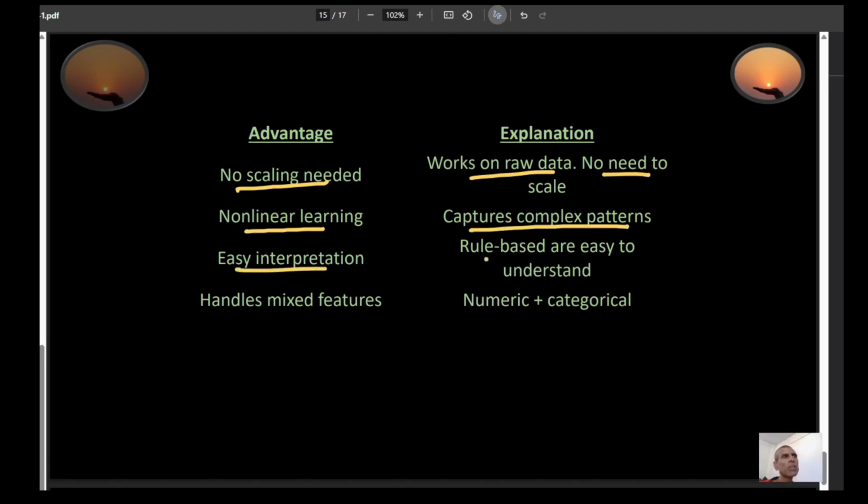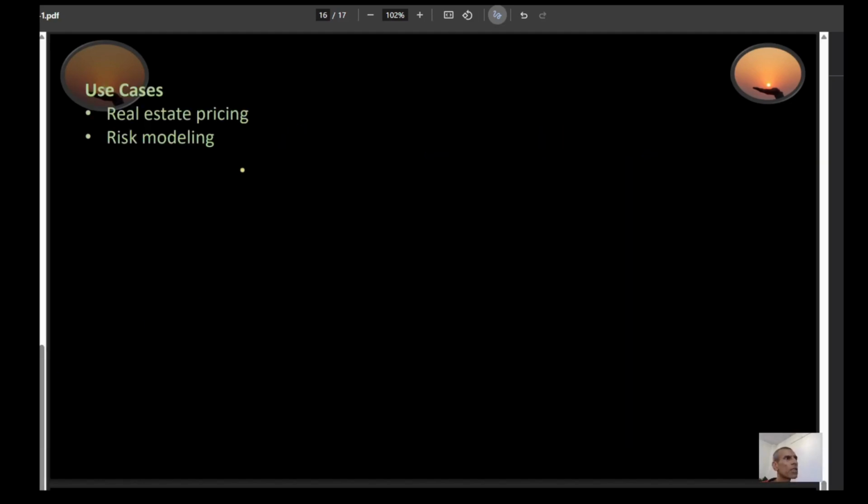What it means is that you're using a rule-based system. So this way, you can explain to somebody, you can say, if this condition is satisfied, you took this route. If this condition is not satisfied, then you went that route. So basically, a series of yes and no rules right here. Also, it can handle mixed features. So if you have columns that are numerical or categorical and mixed together, it can handle both pretty effectively. So some of the use cases of decision tree would be in real estate pricing and also for risk modeling.